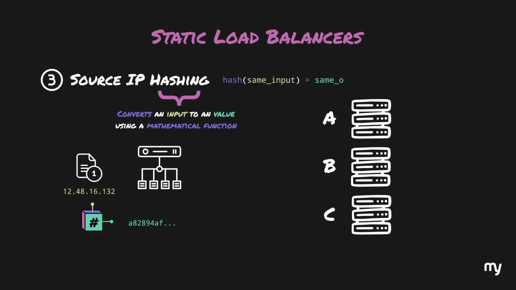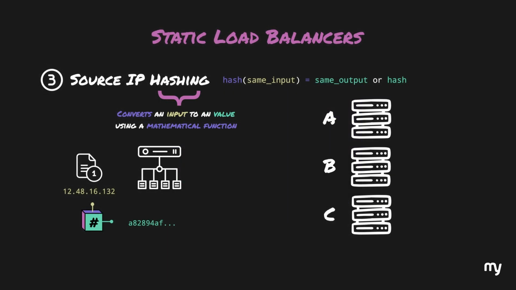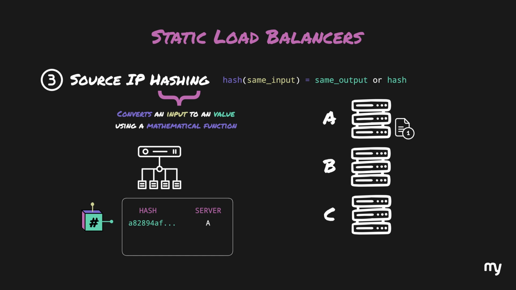The same input always produces the same output, known as the hash. To learn more about hashing, you can check out my other video dedicated to this topic. If the load balancer receives an IP address for the first time, it creates the hash of the client's IP address and maps it to one of the servers. Let's say, in this case, it's server A. The load balancer keeps a track of this mapping.